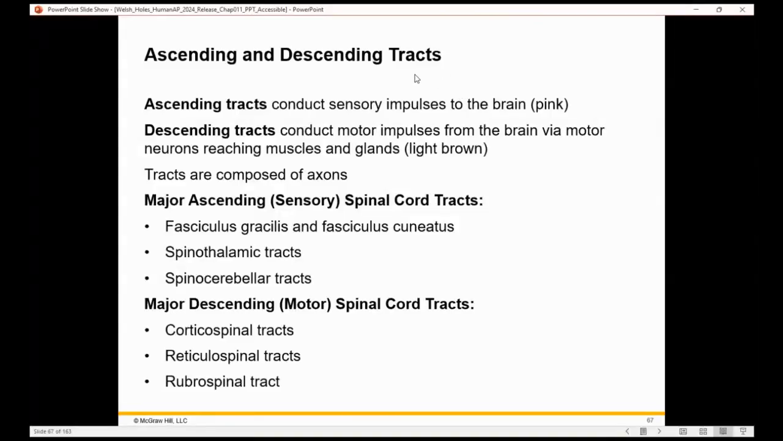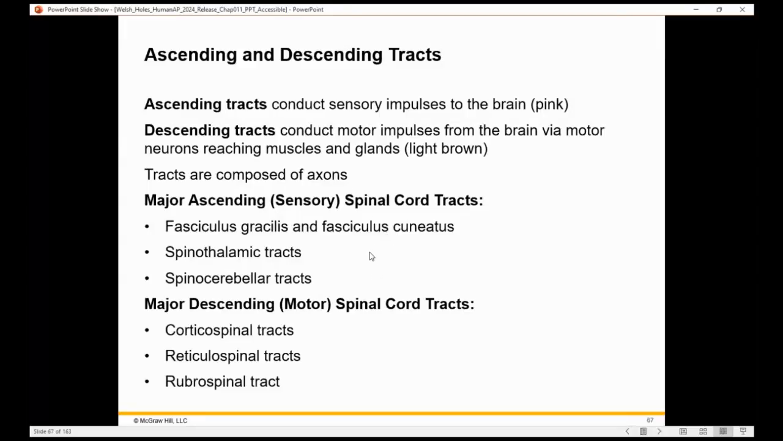All right, next let's talk about ascending and descending tracts. Ascending tracts conduct sensory impulses to the brain, and they're usually shown as pink in our figures. The descending tracts conduct motor impulses from the brain via motor neurons reaching muscles and glands, and we show those as light brown. Tracts are composed of axons.